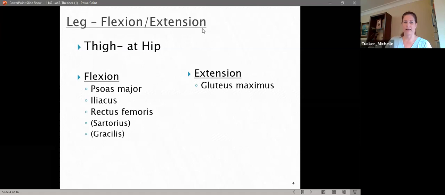For flexing at the hip, so this is bringing the head of the femur up towards the trunk, we have psoas major, iliacus, and rectus femoris. And then for extending the thigh at the hip, so pulling that leg back, we have gluteus maximus. So these 3 are antagonists of gluteus maximus.